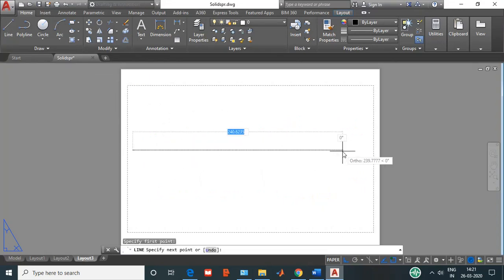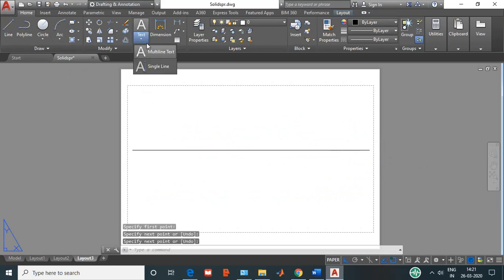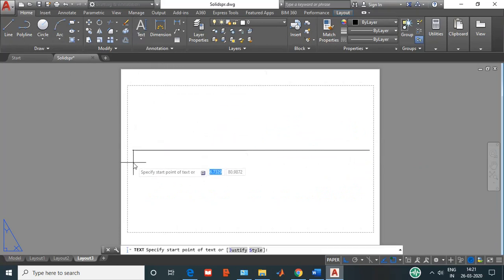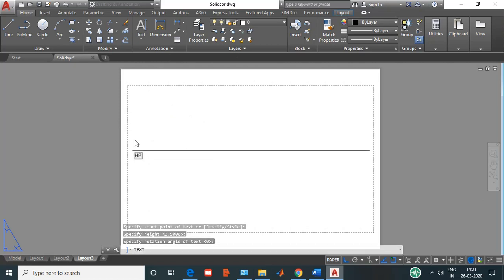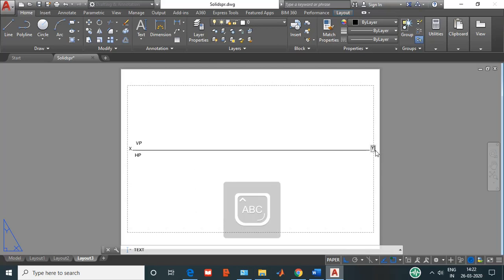Taking the line command XY, let me name it VP HP. So horizontal plane, and then we have vertical plane. The XY line will be obviously there, X and then Y. So first let us draw the polygon.